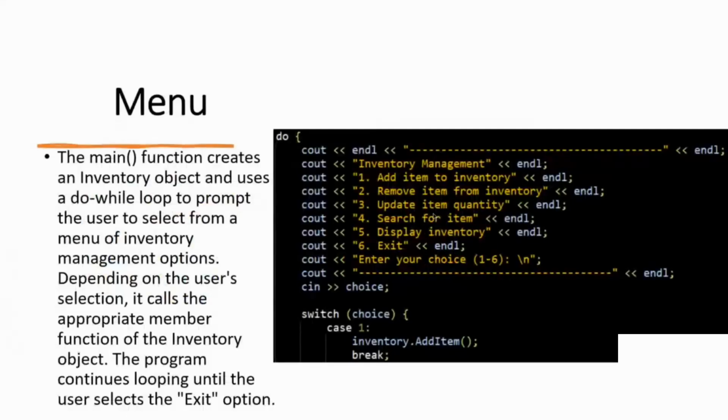And the menu. It's just a do while loop menu, which is in the main function. And at the end, I put an exit option, and also a loop, so you could test the code until you want to exit.